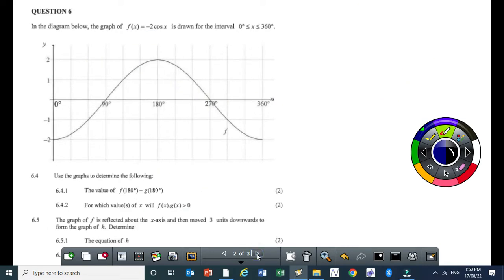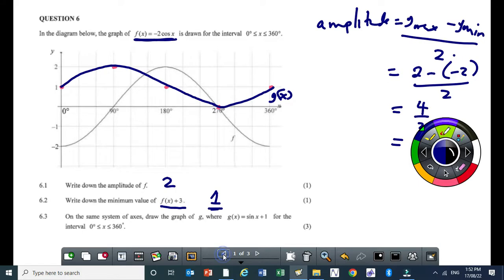Now, the next question says, use the graphs to determine the following. You can use the graphs, but you can also use your calculator, but let's use the graphs. So f of 180 means the value of y when x is 180. g of 180 means the value of y when x is 180, but that's for the sine graph. So we just have to go to x equals 180.